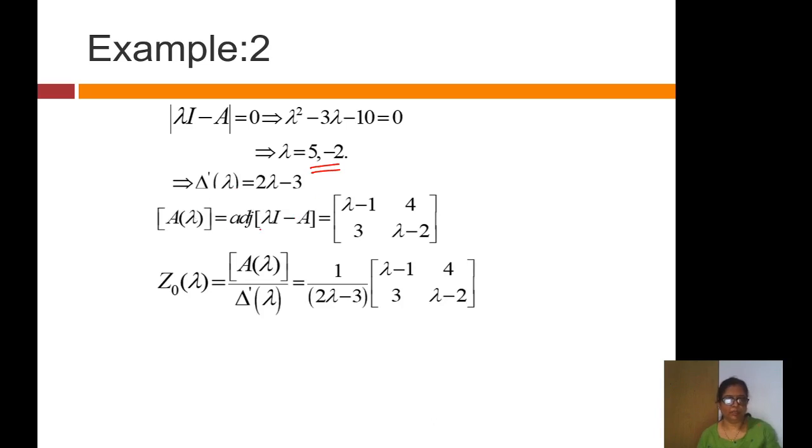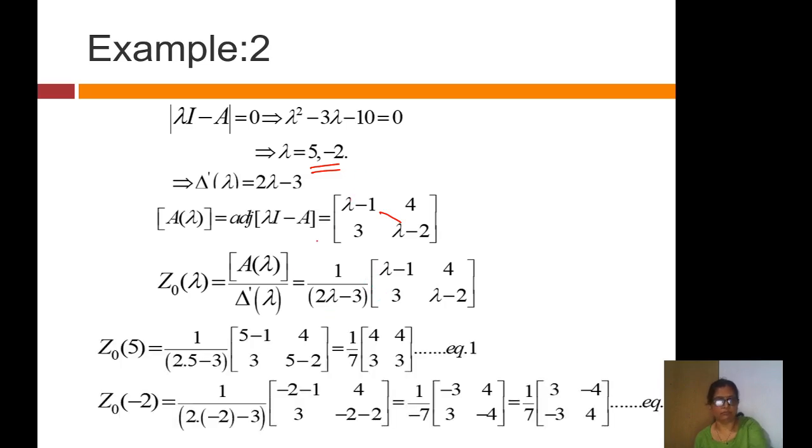A of lambda is the adjoint of this, therefore interchanging the diagonal elements of lambda I minus A and changing the sign of the remaining two elements, we get the required adjoint of lambda I minus A. Now Z0 of lambda means the A of lambda matrix upon del dash of lambda. Now here we substitute the values 5 and minus 2. For Z0 of 5 we get equation number 1. For Z0 of minus 2 we get equation number 2.